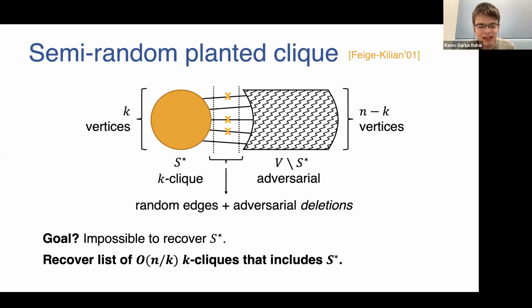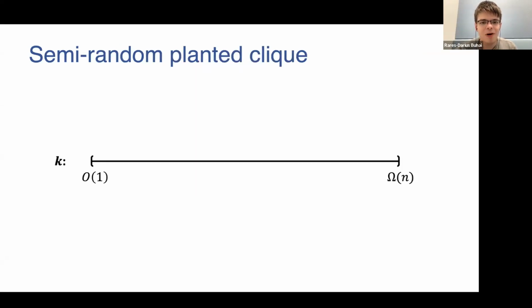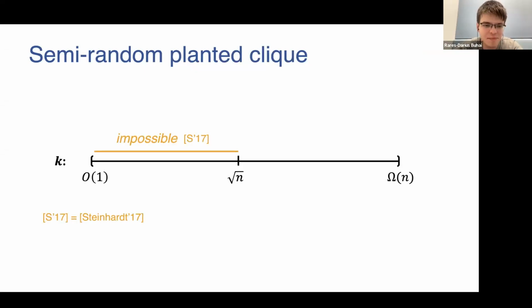Okay, so let's see what is known about this problem. Well, compared to the standard planted clique, now it's actually impossible to solve the problem for any k smaller than √n. And this was shown by Steinhardt. It's impossible information theoretically to recover a small list that's guaranteed to include the true clique. And conversely, for k larger than √n log n, it's possible to solve the problem, but not necessarily efficiently.